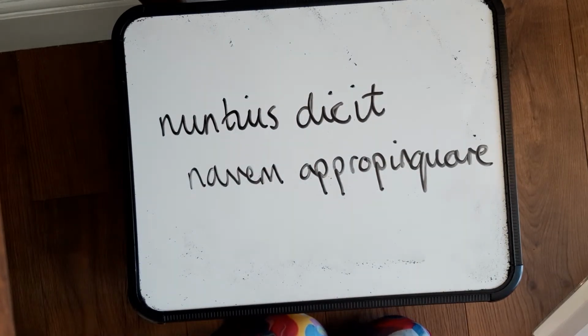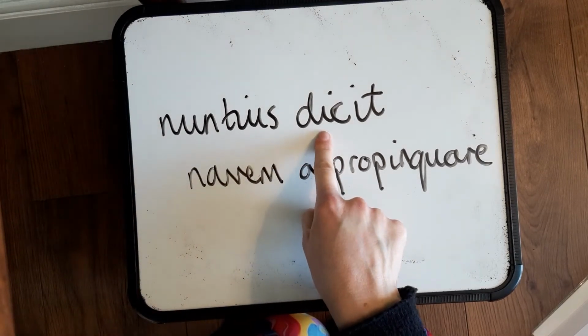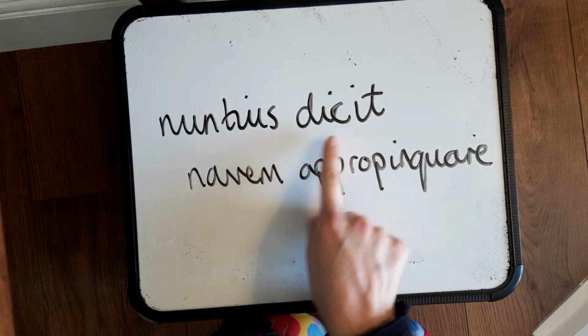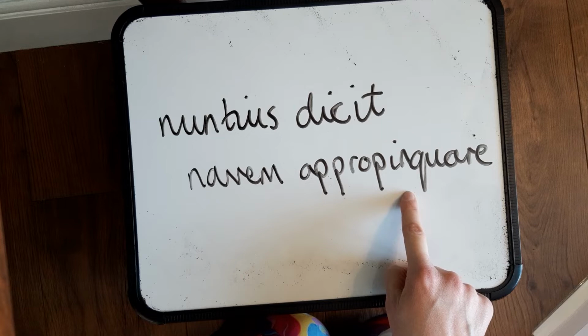Okay, so let's look at a very straightforward one here. By the way, all this stuff is also on page 90 of your John Taylor textbook. He says a lot of stuff, so I'm just picking out the key things here. But this is one of the example sentences that he has. So we've got nuntius dicit navem apropinquare. You've got your verb, he says, in this case it's the messenger says. You've got your accusative, the ship, and then you've got your infinitive, to approach.